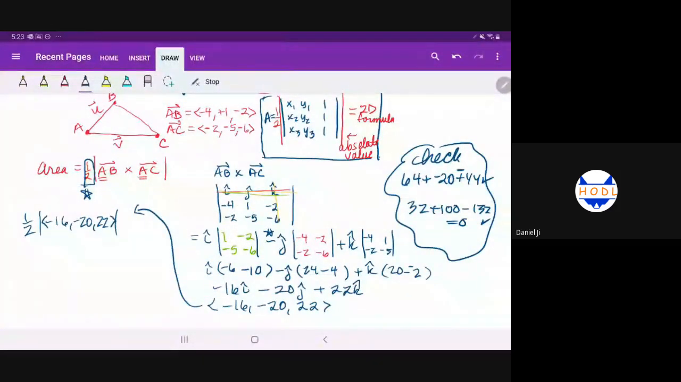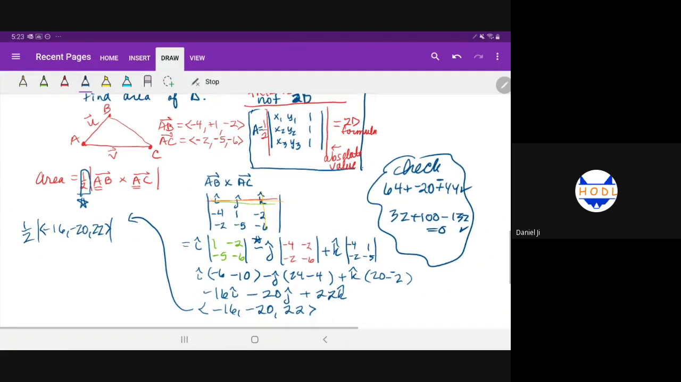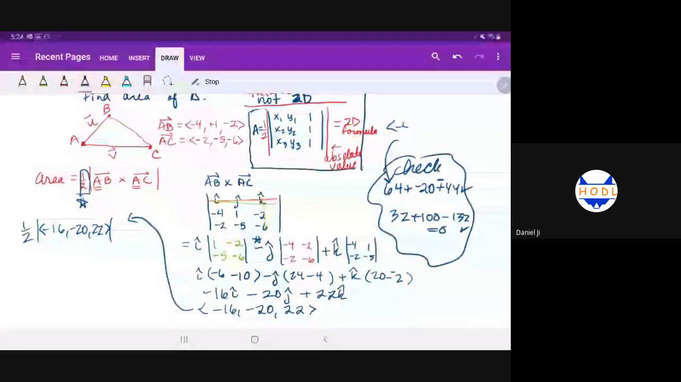How did I check my work? Okay, so how I check my work is I did the dot product. Let me actually write that out. Let me show you where I got this one. I dot producted -4, 1, -2, which is AB. And I dot producted my -16, -20, 22. So that's how you check if it's orthogonal.